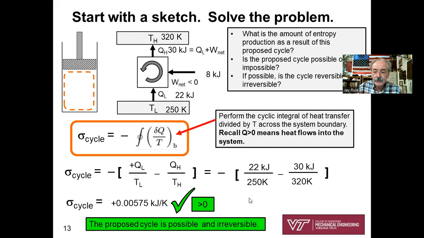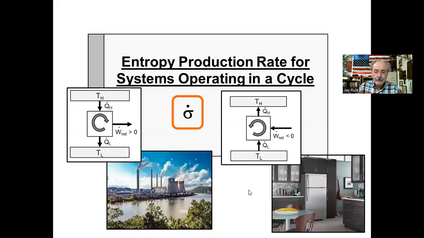Okay, those are typical homework problems. Now we want to talk about entropy production rate for systems that are operating continuously in a cycle. And here are a couple of very often observed real-world pieces of equipment. Here's a refrigerator. It tends to run a lot, steadily. Here's a power plant. Power plants run 24/7, 365, running steadily. Both of these are systems operating in a cycle.